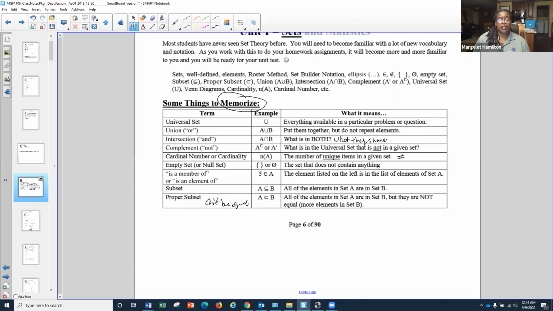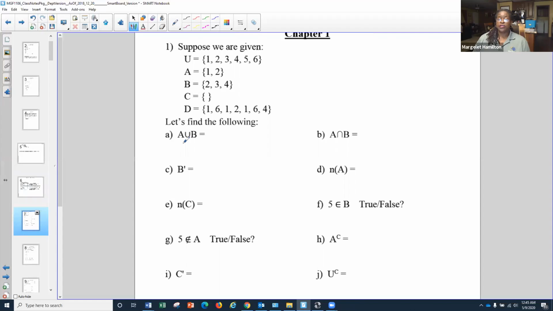So now that we've gone through that, let's go ahead and try to work some examples. Again, there's a lot more detailed information on your annotated notes. I'm going to talk through it here, and then you can go back and refresh yourself on the annotated part as needed. Here in our first example, problem number 1, it says, suppose we are given the universal set containing the elements 1 through 6. And they gave us some subsets, A, B, C, and D. And they contain some elements as well. You see that C has no elements in there, right? Okay. So it says, let's find the following. Here they're asking us to find A union B.